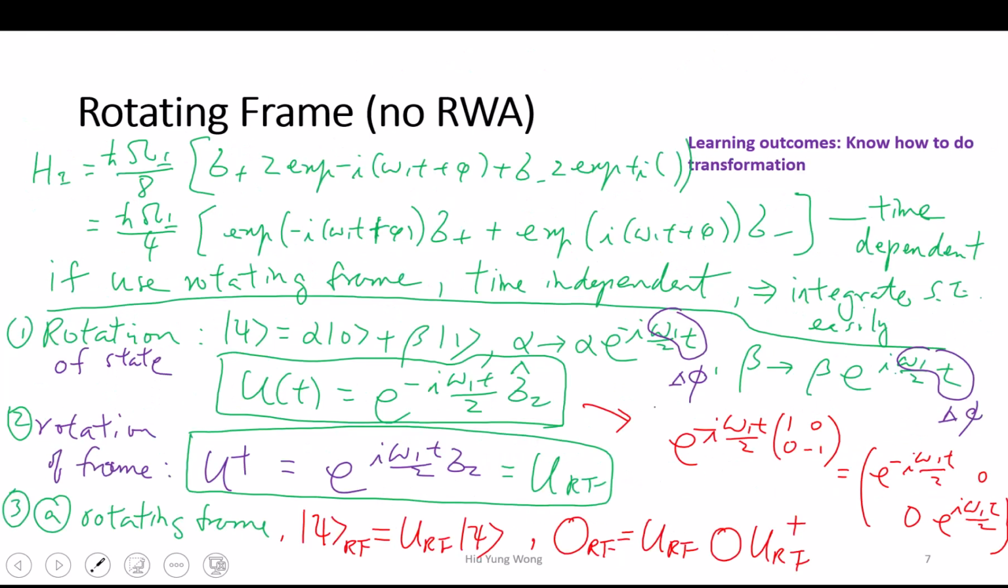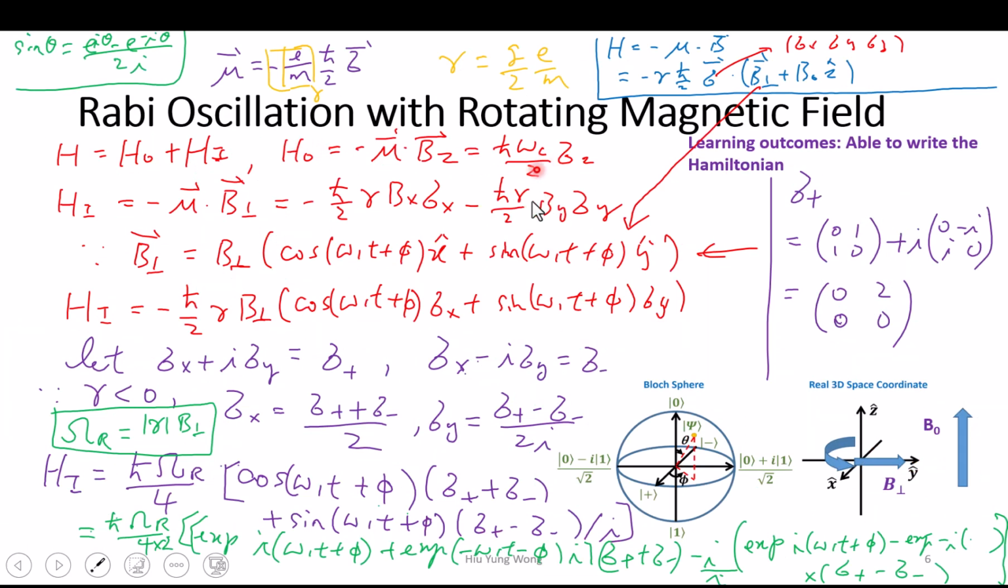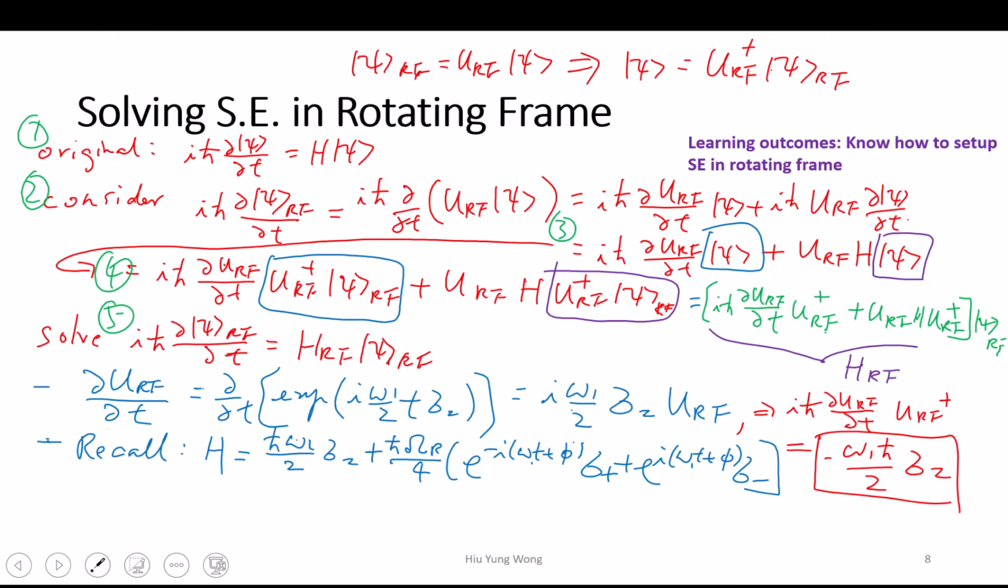And then, of course, I need to add back the H_0, which is ħω_L/2 σ_z. This is the original Hamiltonian, okay? Then what is H_RF? You see that H_RF is just this extra term, plus the transformation of this term. Do you see that? Yeah?